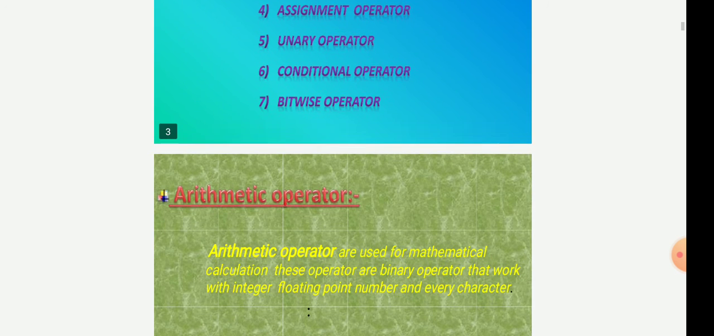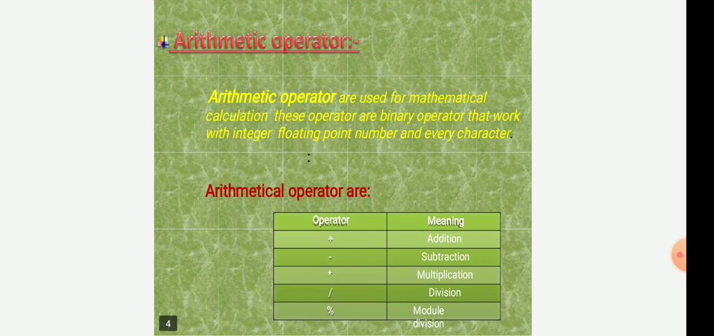Our first operator is arithmetic operator. So dear students, those symbols or operators which are used to perform arithmetic operations are known as arithmetic operators, just like plus. The plus operator is used for addition. Here you can see the symbol for plus, then the symbol for subtraction, multiplication, division, and at last modulus division. So dear students, these are our arithmetic operators.